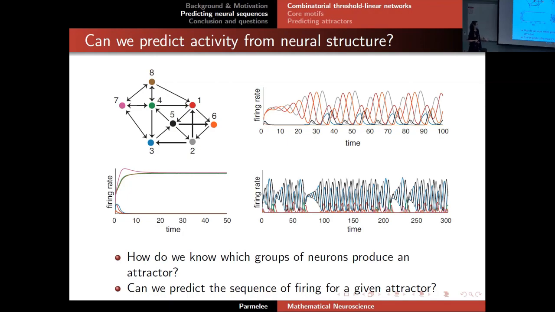Okay, so here's the question. How do I know which groups of neurons are going to create attractors? When I say attractors, I mean these behaviors that I see. So a limit cycle is an attractor, a chaotic attractor is an attractor, a stable fixed point is a kind of attractor, albeit a boring one. So how do we know which groups are going to create one of these attractors? And then if we do, can I predict what order these are going to fire in? So maybe in a 3-cycle, it's not too hard to see, oh yeah, it'll be 162, because I've got this sort of arrow ordering to follow. But if it was a bigger subgraph of neurons, how do I know what order they're going to fire in?